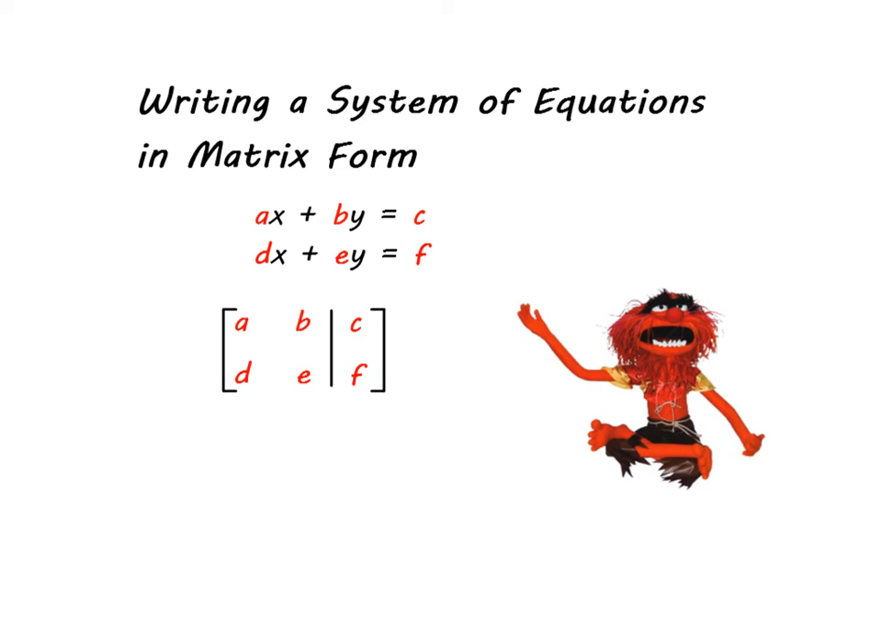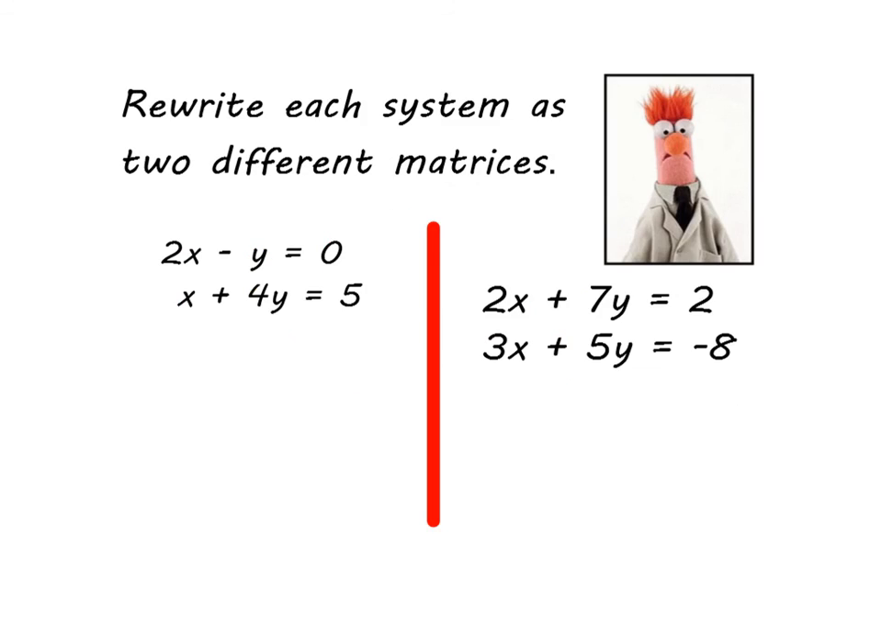We can write a system of equations in matrix form, and so how we do that is we are just going to take these numbers, so A, B, C, and D, E, F just represent numbers in our system, and we are just going to plug those into a matrix as shown below. So for the first example, it says rewrite each system as 2 different matrices. So I'm going to start with the little bracket.